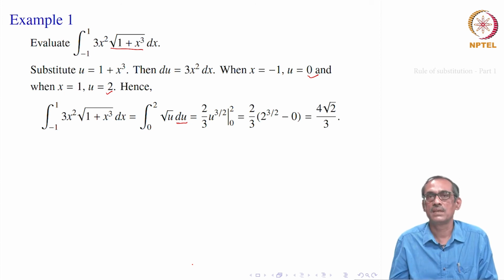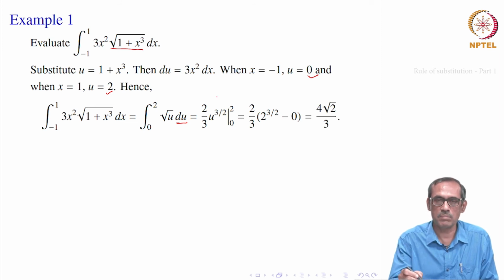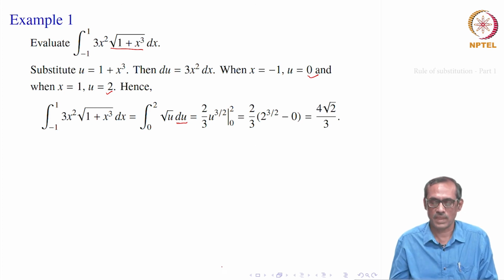Now, this will be easy to integrate. We know exactly its integration, it will be u to the power half plus 1 divided by half plus 1, or that is 2 by 3 into u to the power 3 by 2, evaluated at 0 and 2. So, that simplifies to 4 times root 2 divided by 3. This is how the rule of substitution is used.